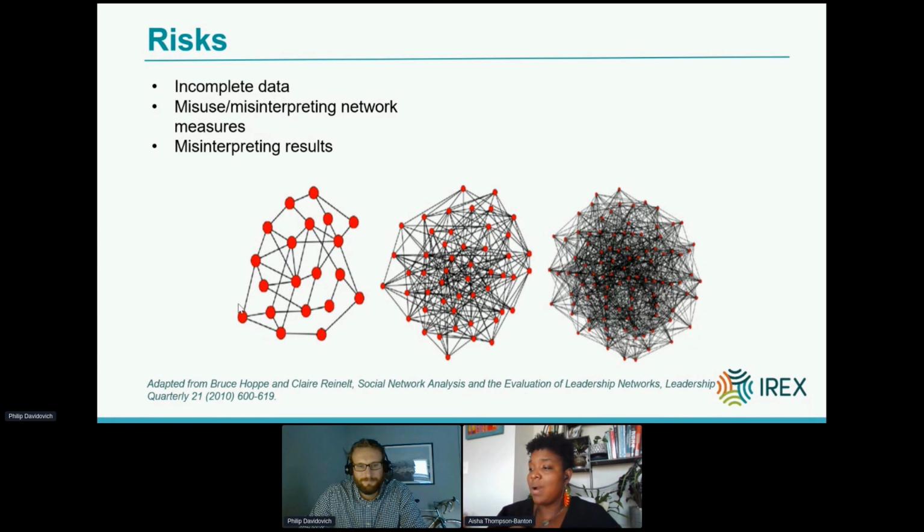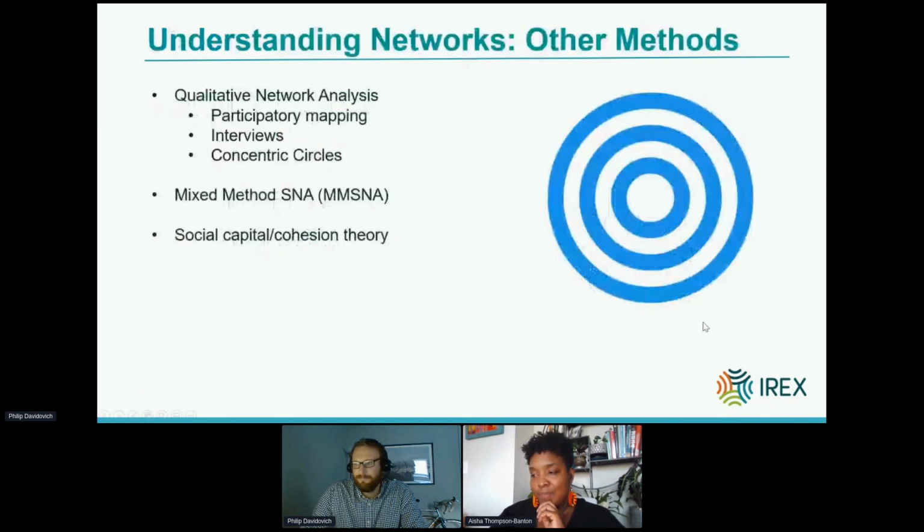What we want to do is use the information that we have from this analysis to lead to greater questions, right? Why is John an outlier? Maybe it's because he's new, maybe it's because he's disengaged, or maybe it's because he's a bridger connecting people to other networks that are outside of the ones that we are seeing. And so very quickly, next slide, Phil.